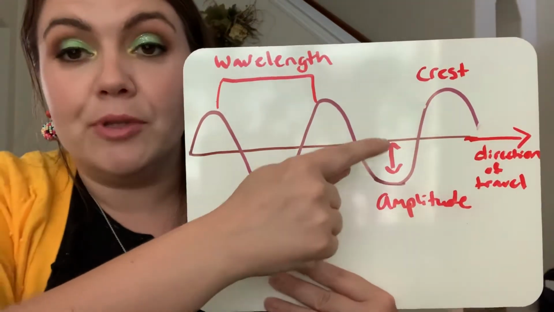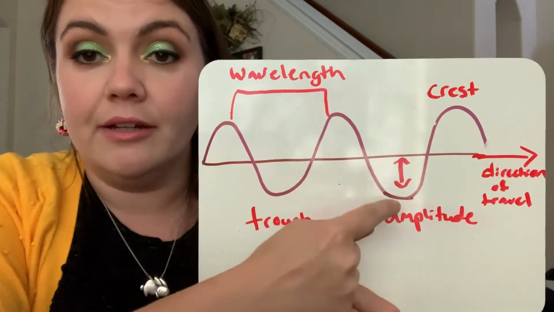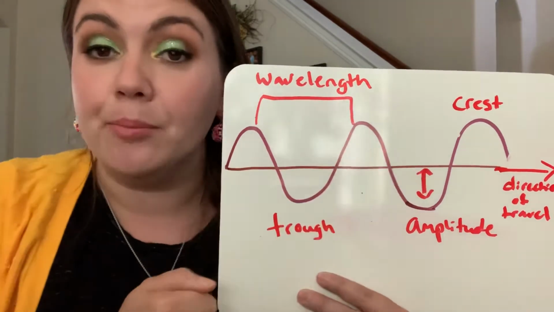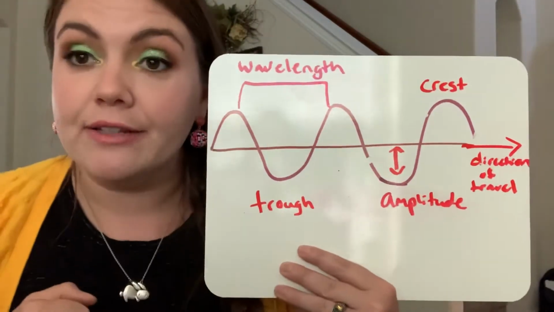And then we have amplitude, which is how high. So either going from the midline to the crest here, or I could go from here to here as well. That's amplitude. And then it has to tell you which direction the light is going. So that's kind of breaking down what a wavelength is.